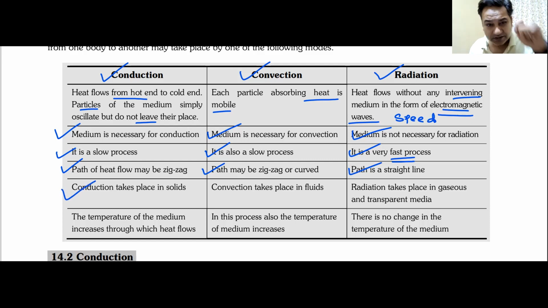Conduction is the basic mode of heat transfer in solids. Convection is in fluids, anything that can flow. Radiation can take place in any media. It does not require media, so it is for all media.